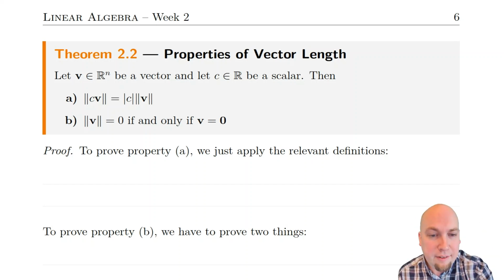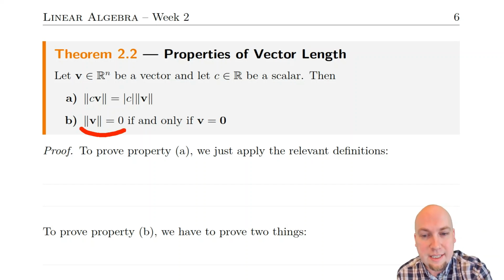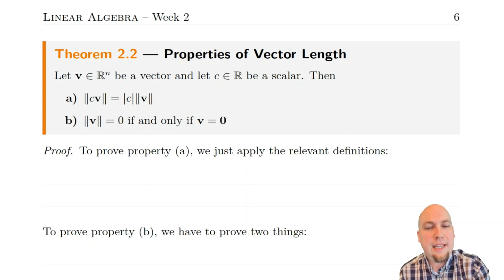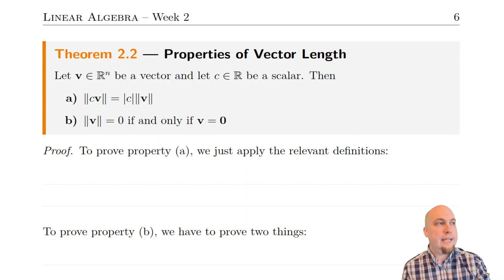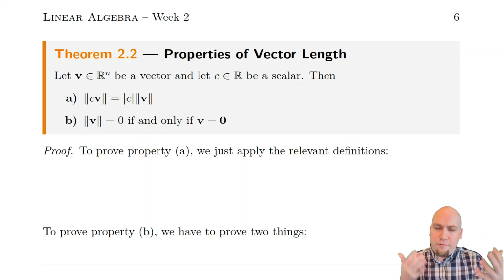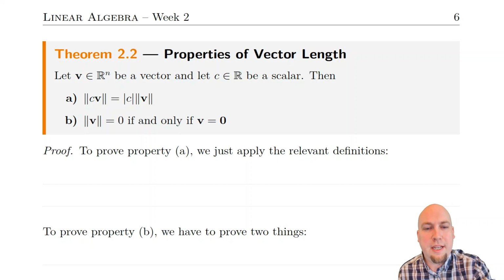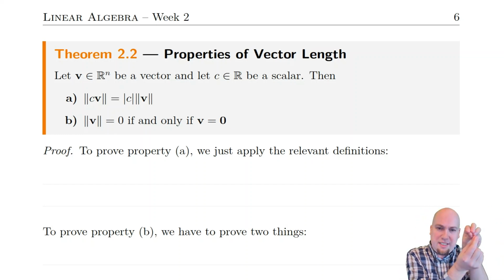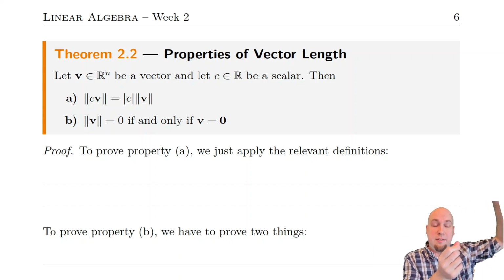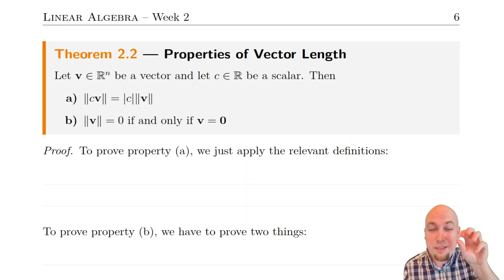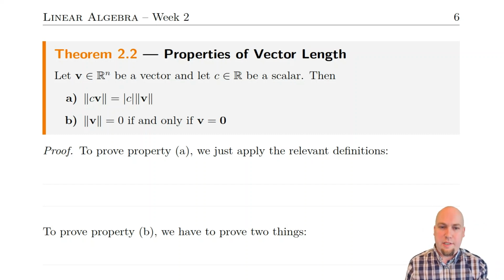It means if you start with the 0 vector, then its length equals 0. In other words, if and only if means that these two things imply each other. They are equivalent to each other. Hopefully this makes some intuitive sense. The 0 vector has length 0. It doesn't point anywhere, it just stays at the origin. And every other vector has some positive, non-zero length. So the 0 vector is the only one with length 0.